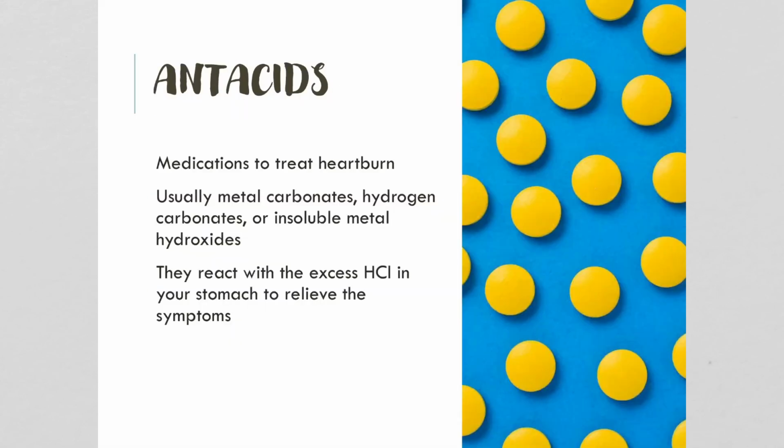Now, you've probably heard of antacids. In fact, you may have taken an antacid or two in your lifetime. Antacids are medications to treat heartburn. They're usually metal carbonates, hydrogen carbonates, or insoluble metal hydroxides. And these don't tend to be strong bases for a reason. You don't want to eat a strong base or a reactive base and then possibly cause some damage to your body that way. So what they do is they react with the excess hydrochloric acid in your stomach to relieve the symptoms of the acid reflux.